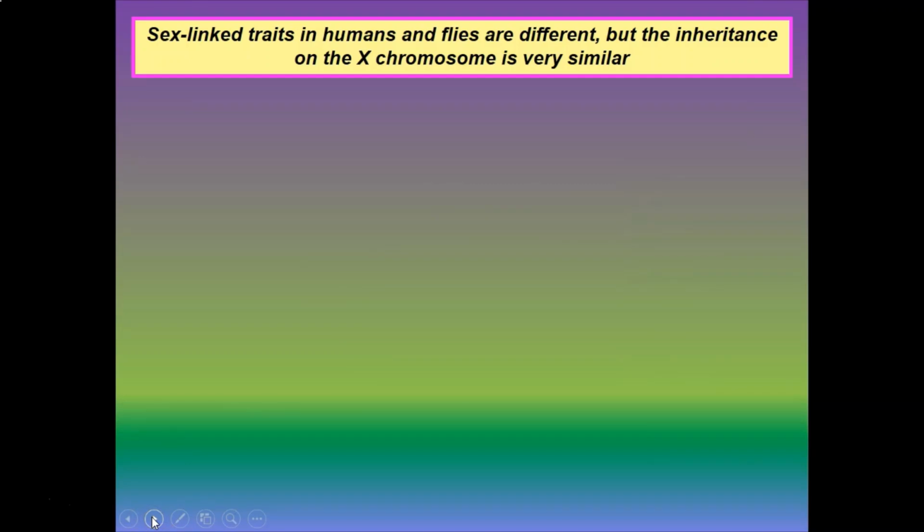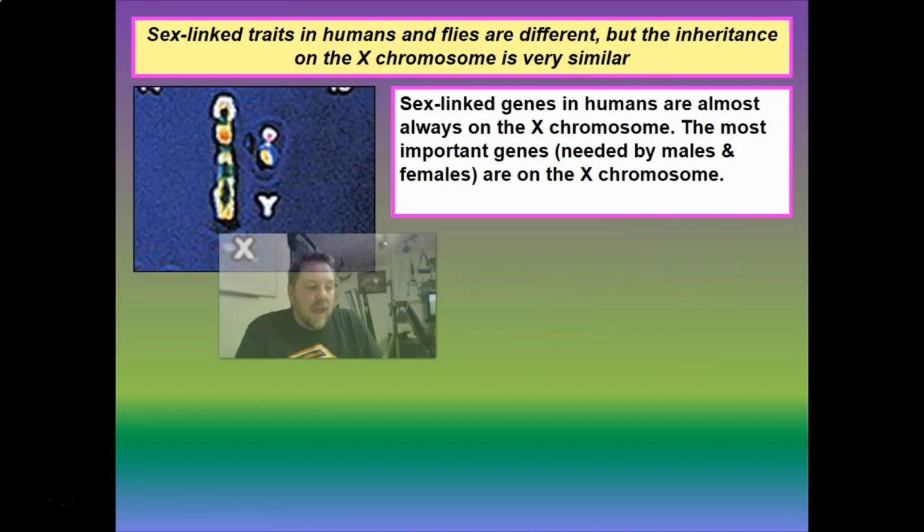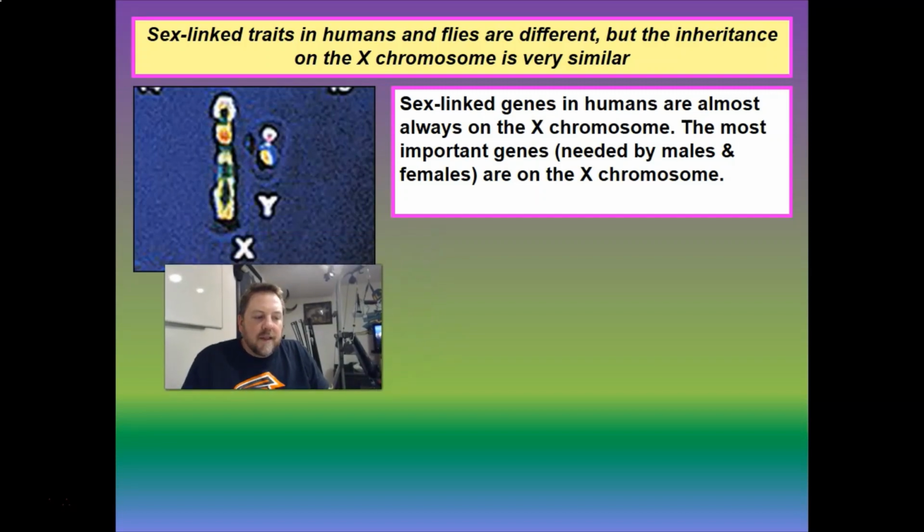All right, so sex-linked traits in humans and flies are different, but their inheritance is super similar, right? So they're almost always on the X, okay, because the most important genes are on the X. And I believe I told you this before, but some people call the X chromosome the female chromosome, the Y the male chromosome. X is not the female chromosome. X is super important for everybody.